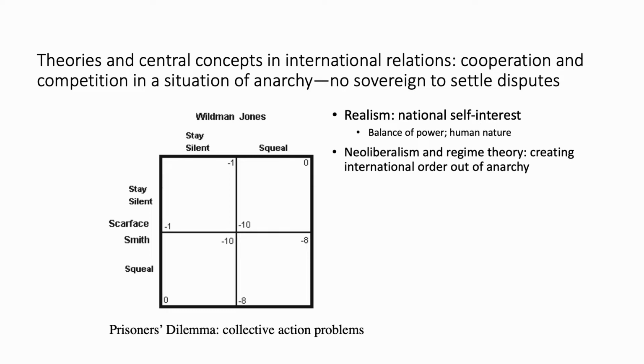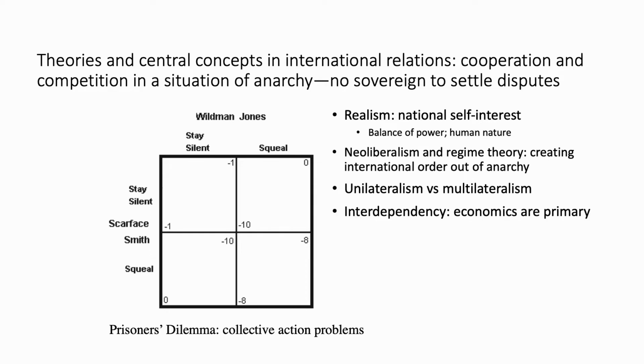An alternative to that is various theories of neoliberalism, neorealism, and regime theory, alternative theories that say, no, wait a minute, it isn't pure anarchy. Actually, what happens is that nations create international orders out of anarchy. And so this can lead to debates in U.S. foreign policy between what we call unilateralism and multilateralism. And I'm going to tell you what I mean by that.